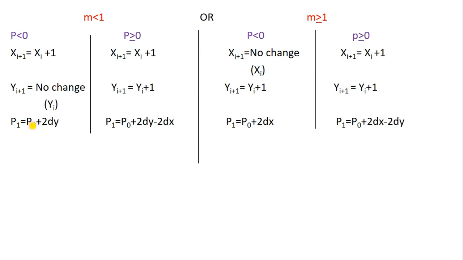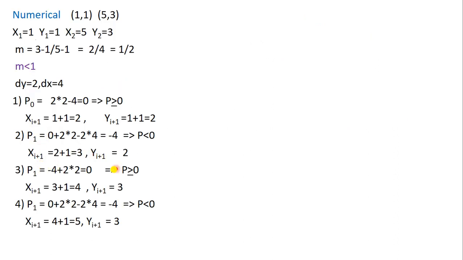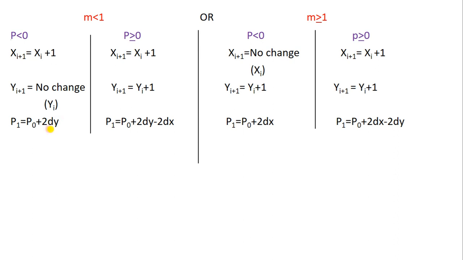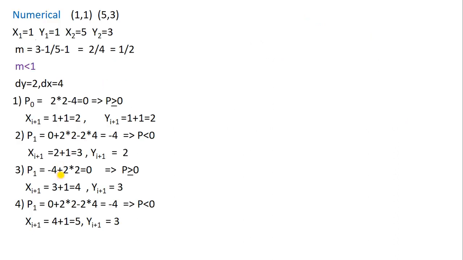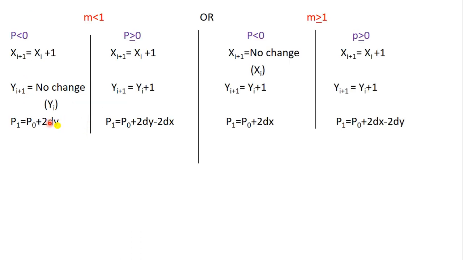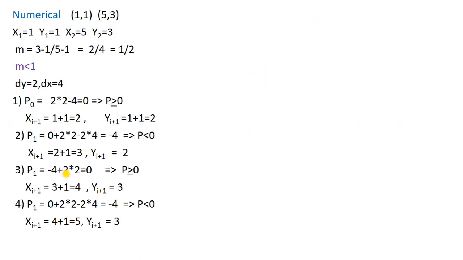So what is the formula for that? P0 plus 2 dy. Okay, P0 means the previous value of the decision parameter, after that 2 dy. So minus 4 plus 2 into dy. Okay, 2 into dy. Okay, minus 4 plus 2 into dy.